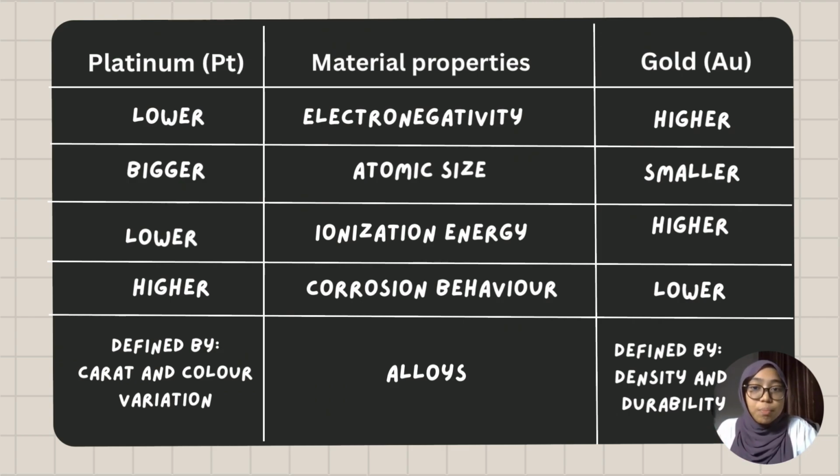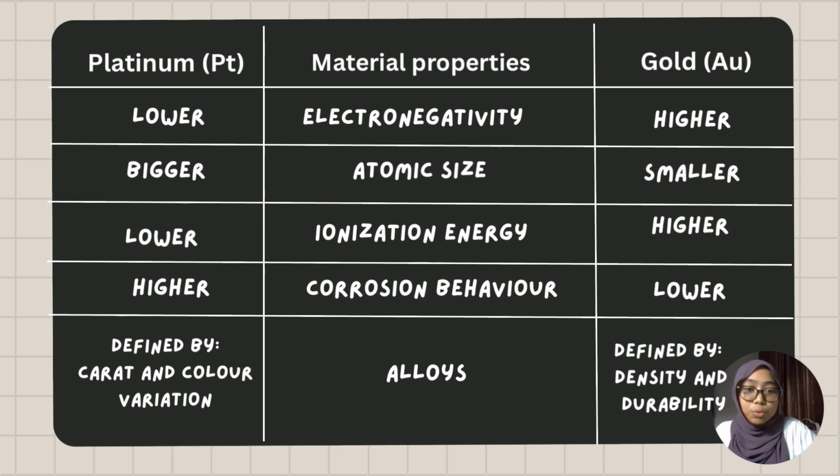The percentage or types of alloys in platinum can be defined by the carat and the color variation of it. Usually, platinum's alloy is a mixture of high purity platinum, about 90 to 95% of platinum itself, mixed with iridium. It makes a good platinum alloy.